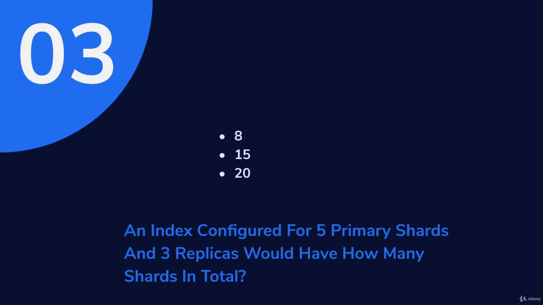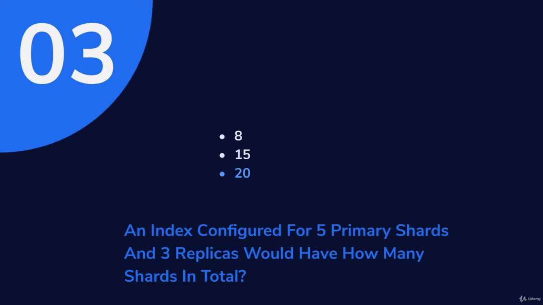Next question. If I have an index configured for 5 primary shards and 3 replicas, how many shards would I have in total? A little bit tricky here. Think about that for a little bit. The answer is 8, 15, or 20. I can think of ways of doing the math so you can get any of those answers. But the correct answer is, pause if you still have to think about it, no cheating. The answer is 20 shards.